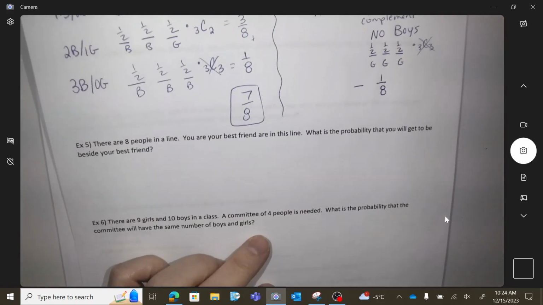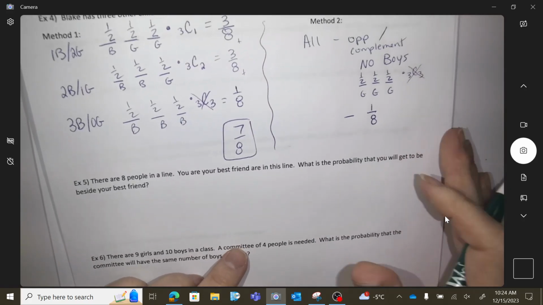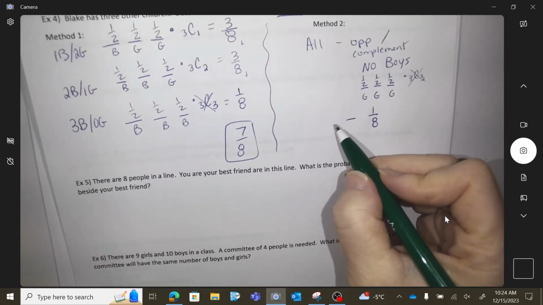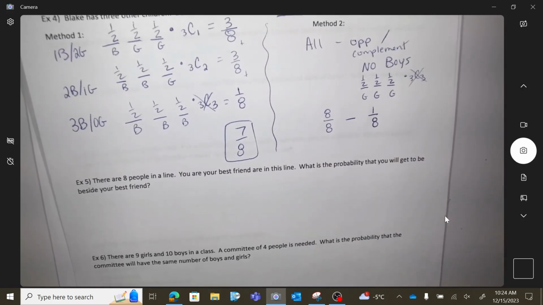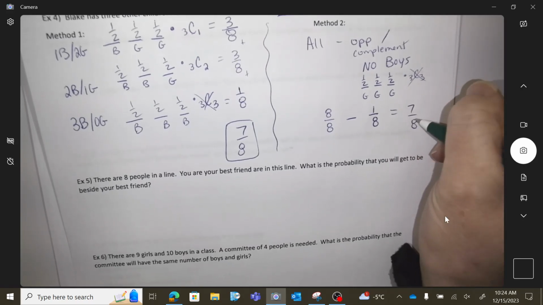So what is an all probability? What's the all scenario? 1. So I'm going to say 8/8, because an entire probability is always 1. And did we get to the same answer?